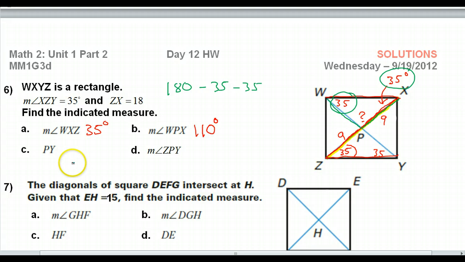Okay, now what about PY? Well, because the diagonals are congruent, each one of these pieces is going to be 9. 9, 9, 9, 9. So PY is also going to be 9. Okay, finally, angle ZPY. Okay, ZPY, that's the same as WPX. So that's also going to be 110 degrees.